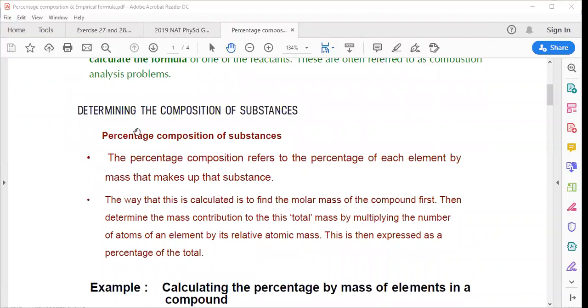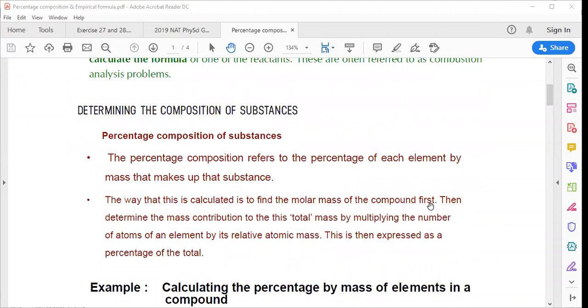The percentage composition of a substance refers to the percentage of each element by mass that makes up that particular substance. That's percentage composition. Clear? The way this is calculated is to find the molar mass of the compound first.